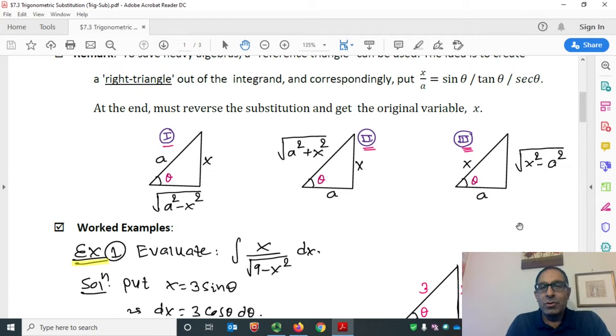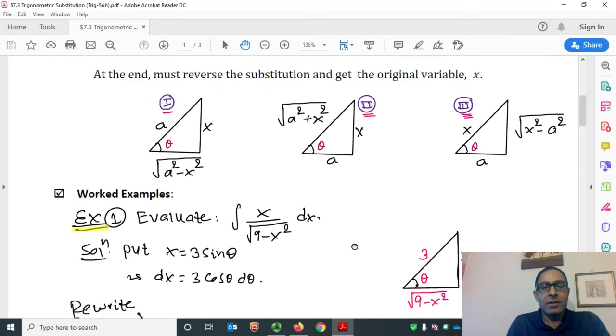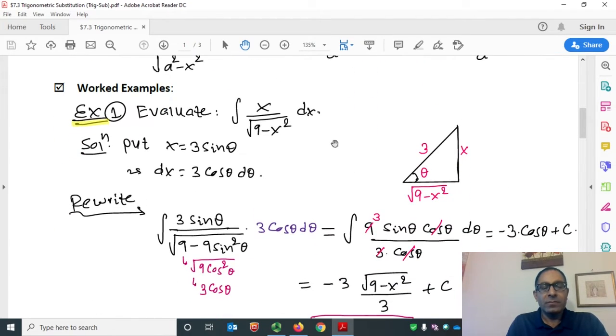Awesome. Now with those ideas, let's evaluate integrals involving radicals. Worked examples. First example: evaluate the integral of x over radical 9 minus x square dx. It's the first type, so we put x equals 3 sine theta. Here a is 3. And take the derivative: dx equals 3 cosine theta, since the sine theta derivative is cosine theta.